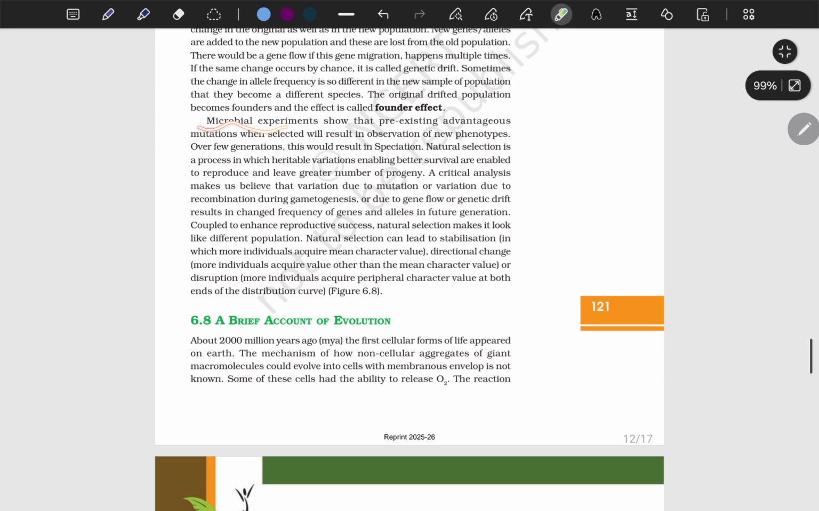So a microbial experiment shows that the existing advantageous mutations, when selected, will result in the observation of new phenotypes. Over a few generations, they would result in speciation.